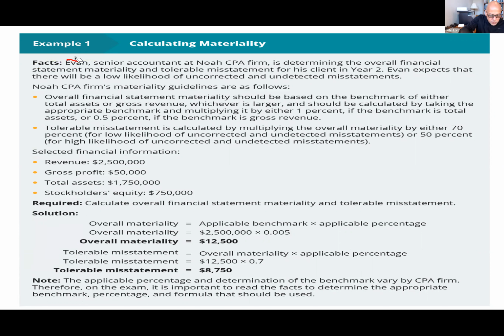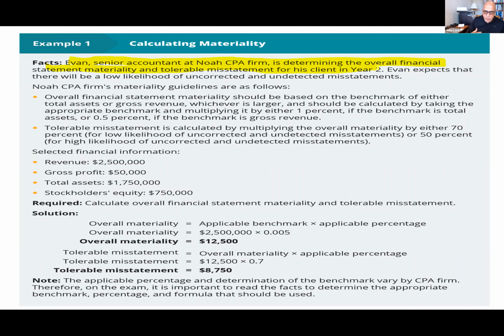So that other stuff, and you can see here the facts are that Evan, a senior accountant at Noah CPA firm, is determining the overall financial statement materiality and the tolerable misstatement for his client in year 2. Now they're calling it tolerable misstatement here because apparently they're going to be using some sampling for this, but we're not going to get into the sampling part. So it's just a term. Could have said performance materiality, and it would not have changed how we're going to do this at all.